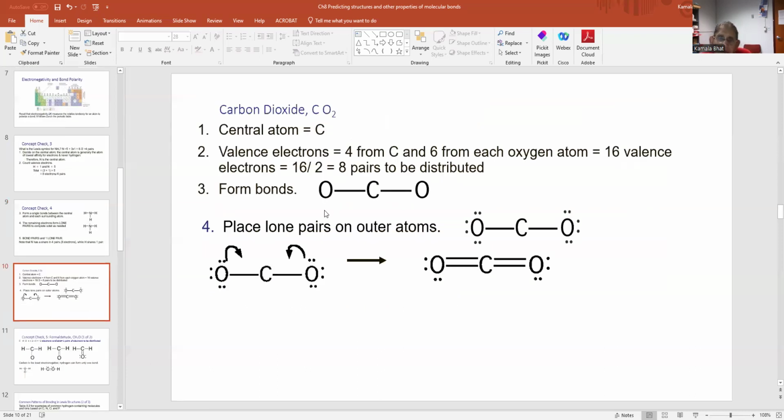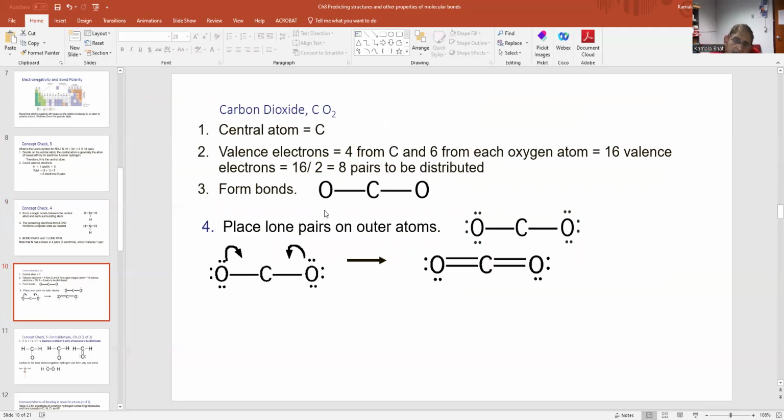Now we come to carbon dioxide. Again, carbon is the central atom, more electropositive than oxygen. The valence electrons are 4 from carbon and 6 from each oxygen, giving you 16 electrons, because 6 times 2 is 12, 12 plus 4 is 16. 16 divided by 2 is 8 pairs of electrons to be distributed.